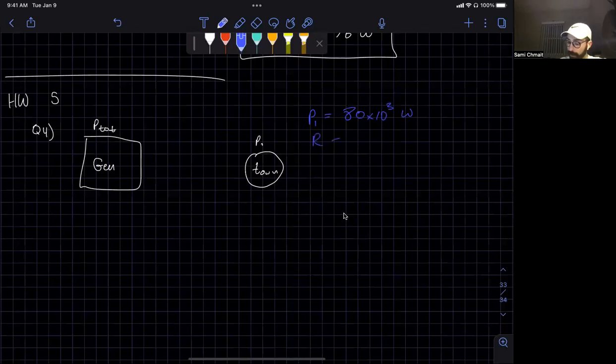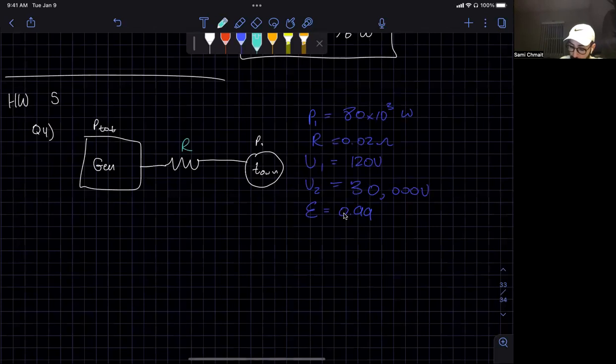We know the R is equal to 0.02. We know V1 is that 120 volts, and then V2 is when it's 30,000 volts. And then we know that it's 99% efficient, so you'll see me use that variable to represent that. So within this first scenario, all we have is a situation like this, right? Where we have R here, and we know what the voltage acting here is, right? There is no step up, it's just V1.